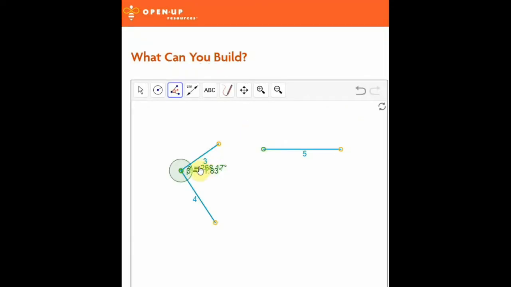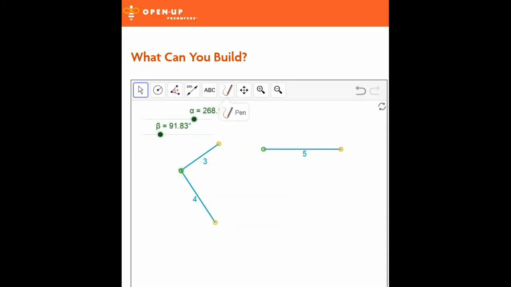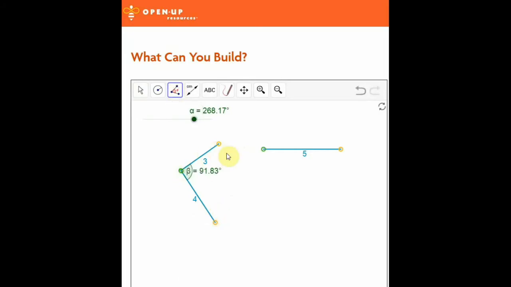Now if you have these two angles and you only want one of them, click to grab the angle you don't want, move it aside. So right click on a PC, two-finger click on a laptop or an iPad, and click delete. Or if you're unable to do that, just click the undo button. You may get an error, and you can try again. Protractor, 3 points, and get the angle you want.